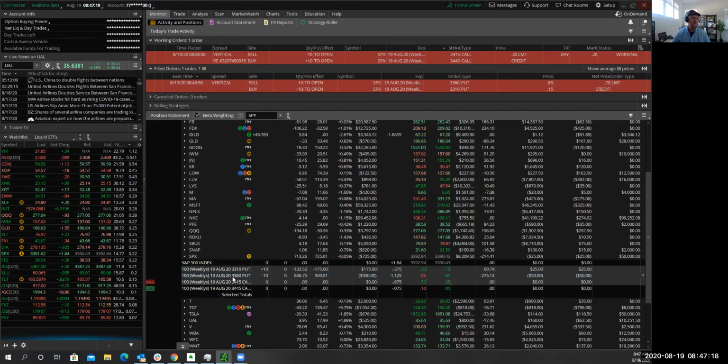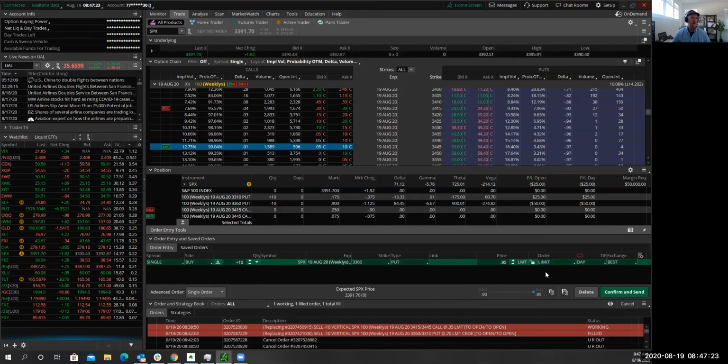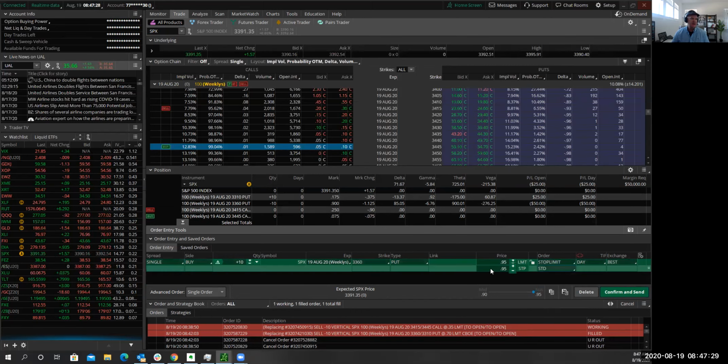So I'm going to go to this put, create a closing order. And over here where it says order type, I'm going to change this to stop limit. And I'm going to set my trigger here at $2.70, which means if the price of that option goes to $2.70, it will trigger it to execute. Then I'm going to set the top one at 30 cents away at $3. So it triggers at $2.70. The most it will get out is $3.